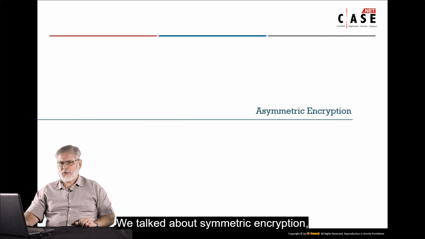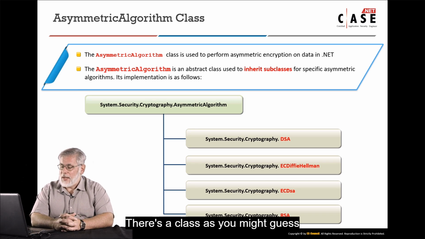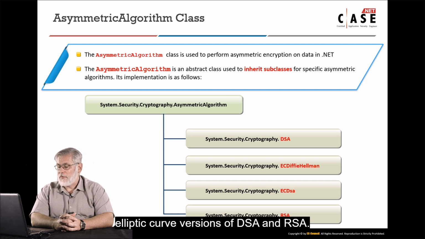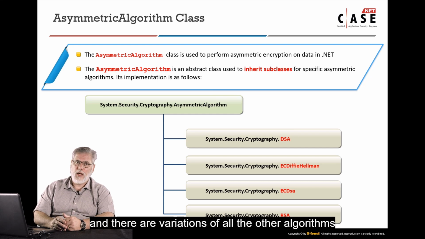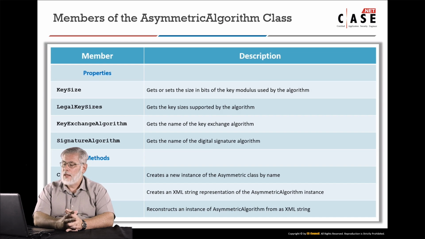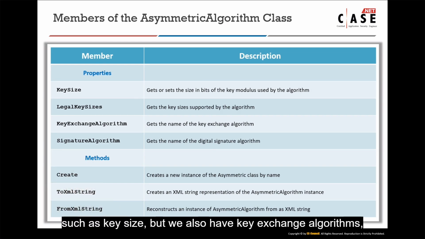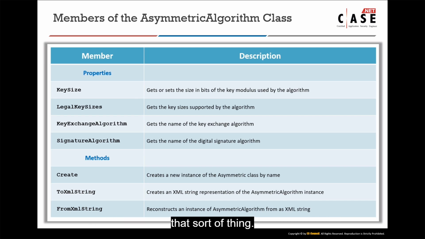We talked about symmetric encryption. Let's talk about asymmetric. There's a class, as you might guess, for asymmetric algorithms. It includes Diffie-Hellman, elliptic curve versions of Diffie-Hellman, elliptic curve versions of DSA, and RSA. Again, elliptic curve is a class of algorithms, and there are variations of all the other algorithms accomplished with elliptic curves. And again, we can set some of the same properties, such as key size, but we also have key exchange algorithms, signature algorithm. Do we want to create a key? That sort of thing.